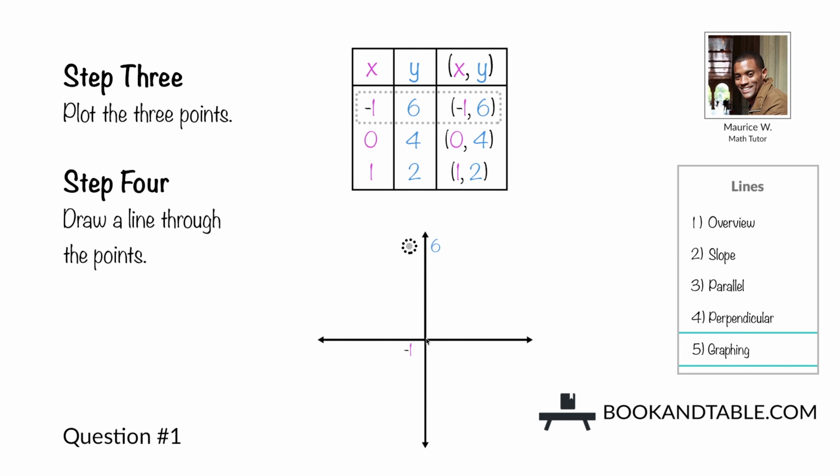So our first point is negative 1, 6. Our second point is 0, 4. And our third point is 1, 2. Once we have our 3 points, we'll then draw a line through the 3 points. And that will give us the sketch of y is equal to negative 2x plus 4.